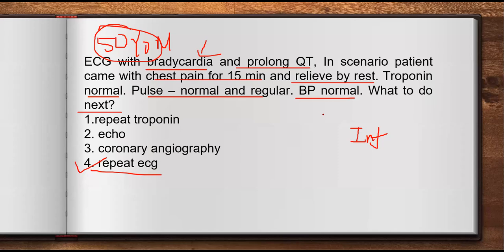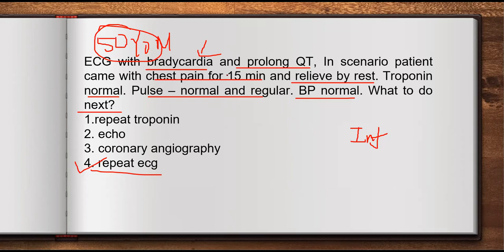Okay, but at this moment, there is no indication of doing an echo. There is no indication of doing a coronary angiography at this point of time. Why would we do an echocardiogram as a next investigation in this patient? Can echo help with myocardial infarction? Sometimes it can, but it's not a diagnostic factor. Echo is usually for heart failure, regional wall motion abnormality, valvular heart diseases, then we do echo.